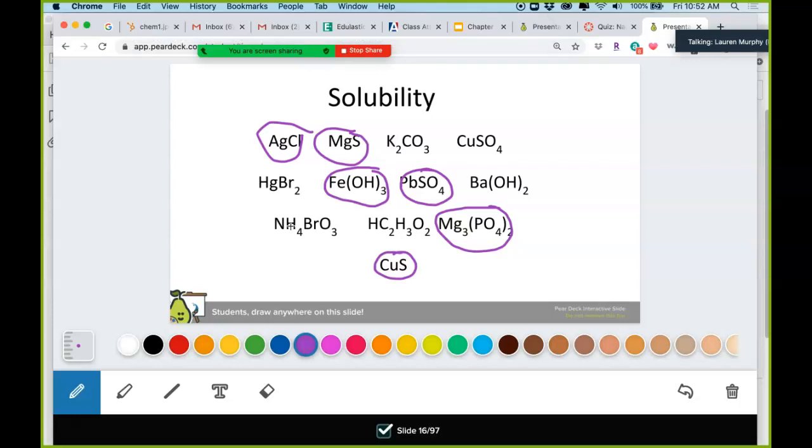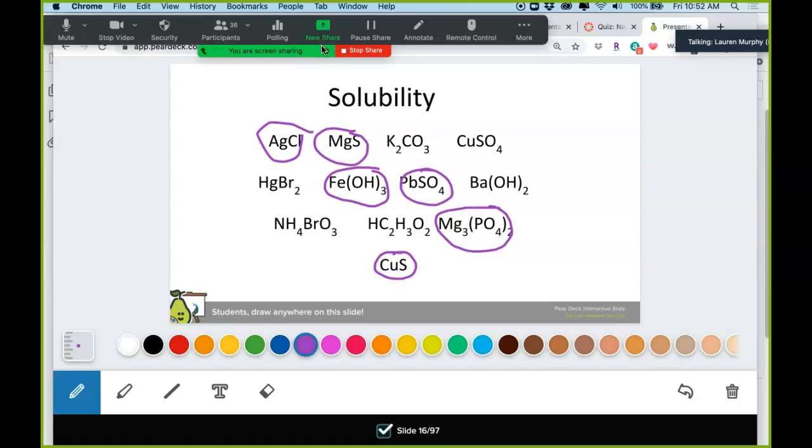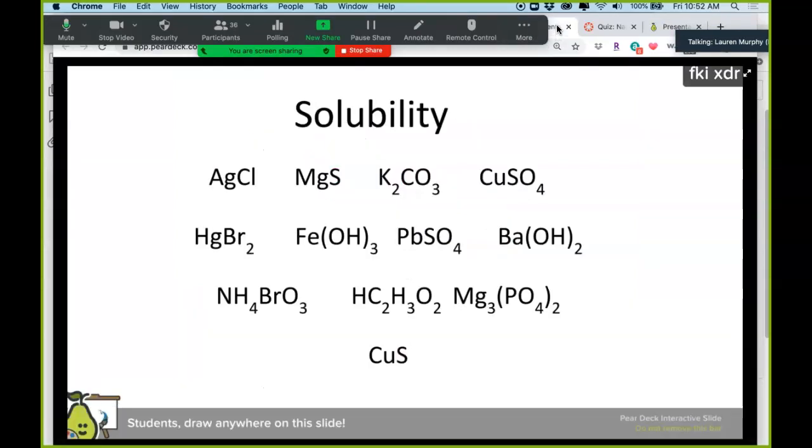Alkali metal, always soluble. Ammonium, always soluble. Hydrogen ion, always soluble. Okay, and then these are kind of like ones that have exceptions. Like copper 2 sulfate, I would not expect you to know without a solubility chart, but like potassium carbonate, you do need to know because you need to memorize that alkali metals are always soluble. Questions? We're almost done.